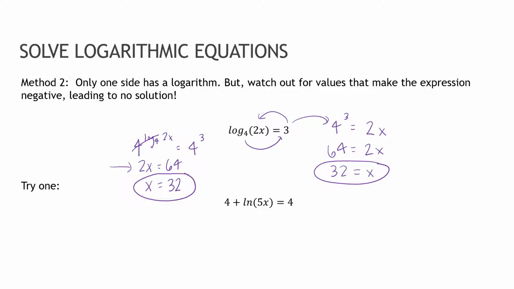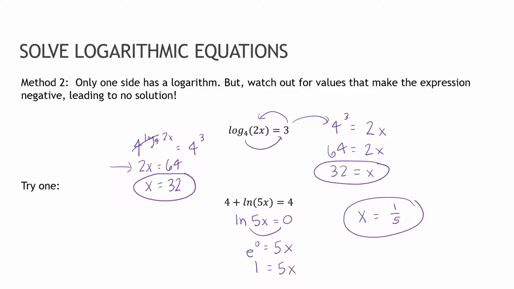Before I do anything else here, I have to get this by itself, so don't go ahead and try to swirl until you get that 4 out of the way. So I'm going to subtract 4 from each side, which gives me the natural log of 5x equals 0. And then again I'm going to swirl, so e to the 0 equals 5x. And e to the 0, just like anything to the 0, is 1. So I have 1 equals 5x, which means when I divide each side, I get 1/5. And again, that works great because this value is positive when I plug it back in.